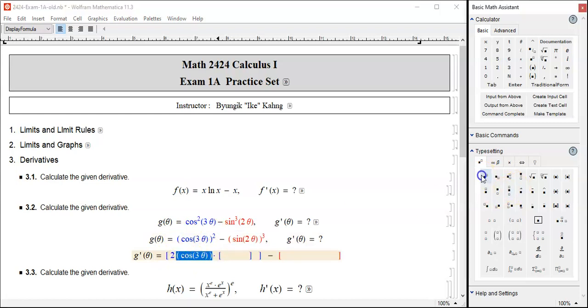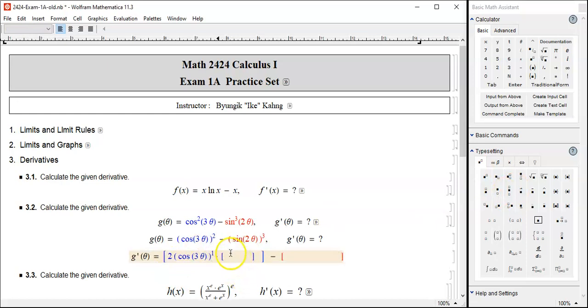Let me change my mind. Let's put this 1 power here. Okay, you can throw this one away because 1 power is as good as nothing. But let's put it back. And then I have to take the derivative of the inside, and that's another chain rule. So what's the derivative of the outer function? The derivative of cosine is negative sine. And the inside always stays the same. And multiply the derivative of the inside. The derivative of 3 theta is 3.